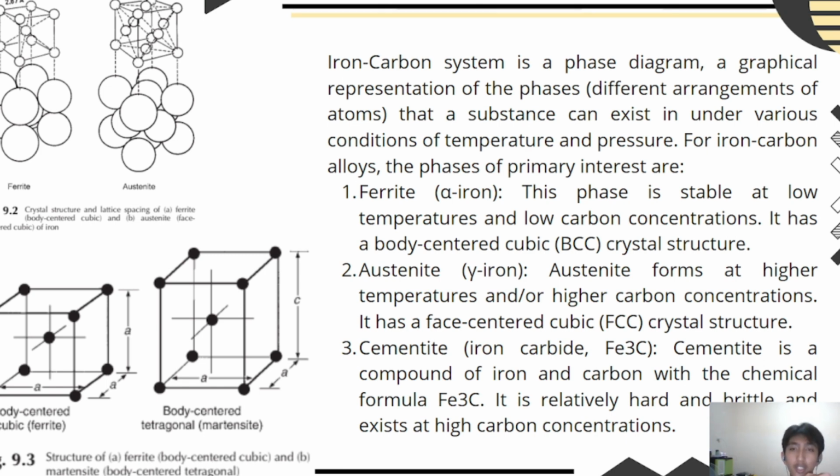Second is austenite. Austenite forms at higher temperatures and or high carbon concentration. It has a face-centered cubic, FCC, crystal structure. Then third is cementite. Cementite is a compound of iron and carbon with the chemical formula Fe3C. It is relatively hard and brittle and exists at high carbon concentrations.